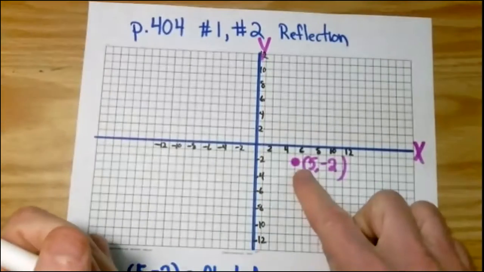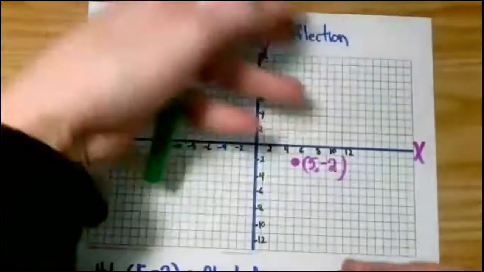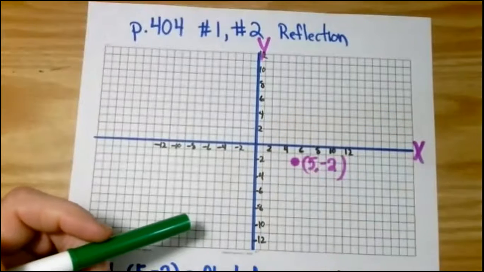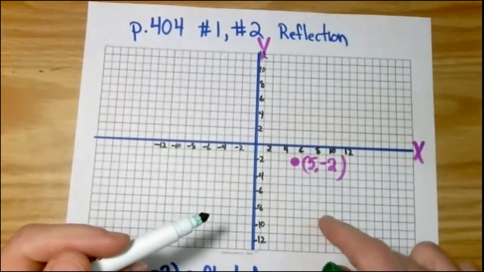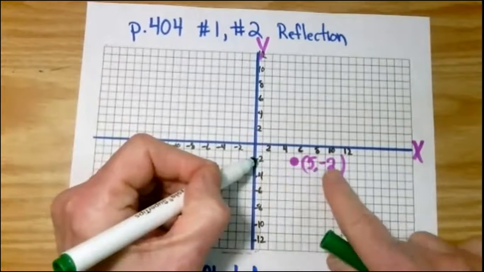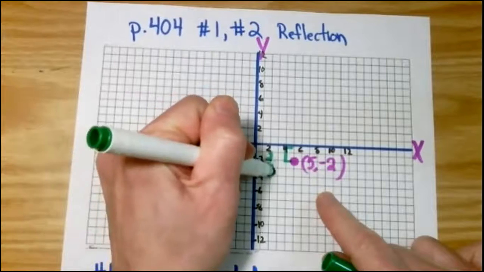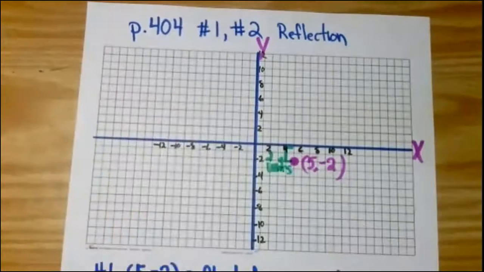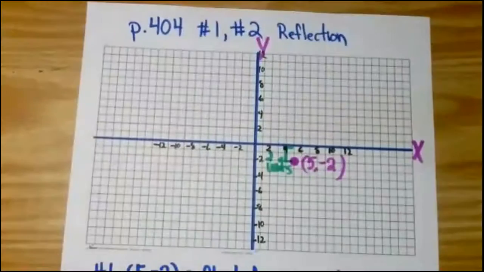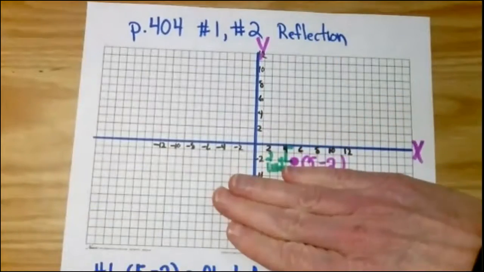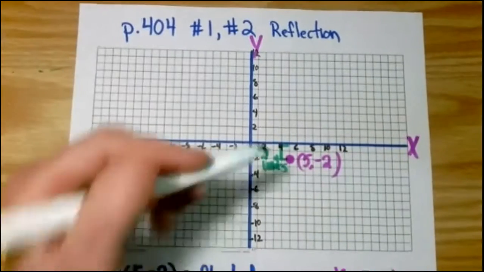Let's think about this. If we reflect it across the x-axis, we're going to go like that with it, right? If we folded our paper, our point would end up somewhere over here. So how many units have I gone from here to the x-axis? Well, I'm at -2, 2 units, right? This is 2 units. Now, I know when I reflect across the x-axis, I'm flipping the point from here to there. I'm going to go 2 up from the x-axis.